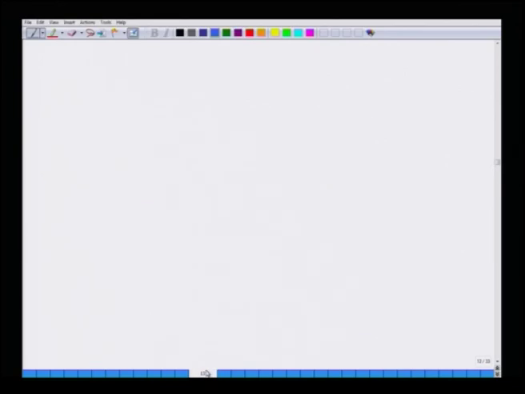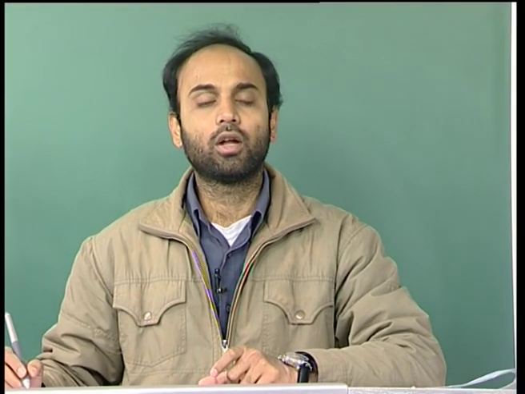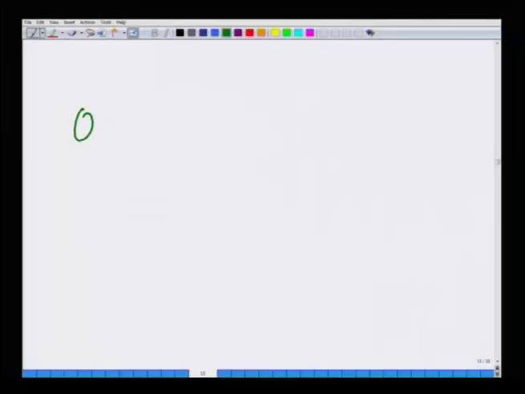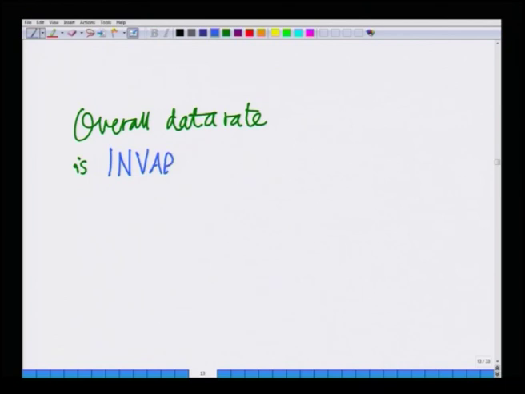Now, let us move on and analyze this a little more. We have already said, in the previous slide, that the overall data rate is invariant in a multi-carrier modulation system.